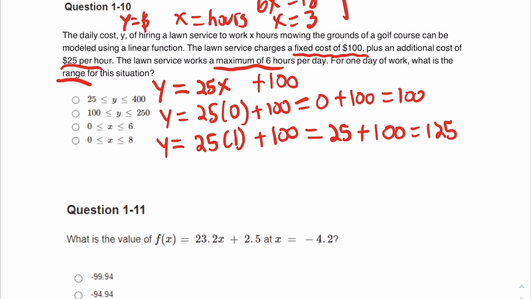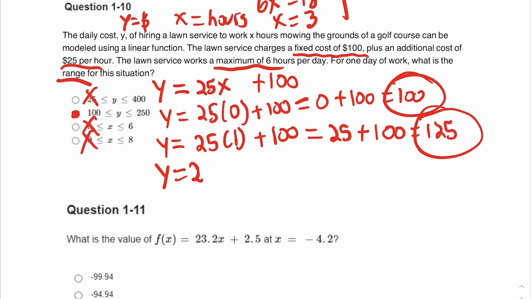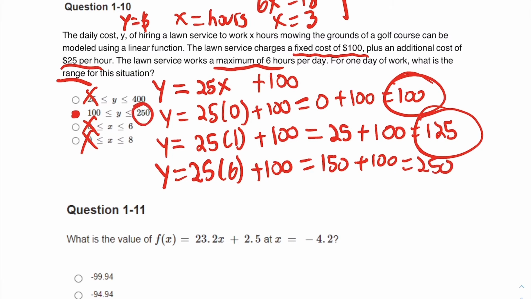With these answer choices, we can see that the first answer we got was 100 for y, and the next answer we got was 125 for y. That means our first answer was not 0, and not 25. Our first answer was 100. You could keep plugging these in, and eventually you would get to 6 hours. And 25 times 6 is 150. And if you add on that 100 that's still in the equation, you get 250. And that matches right there.